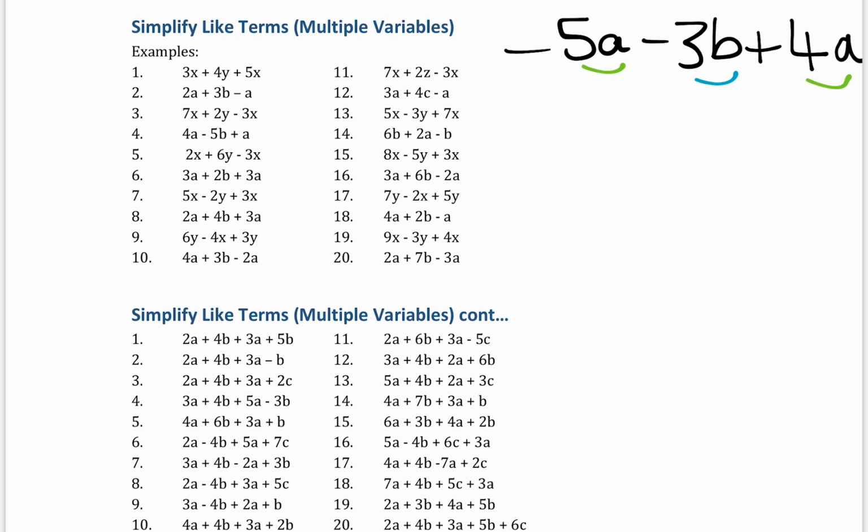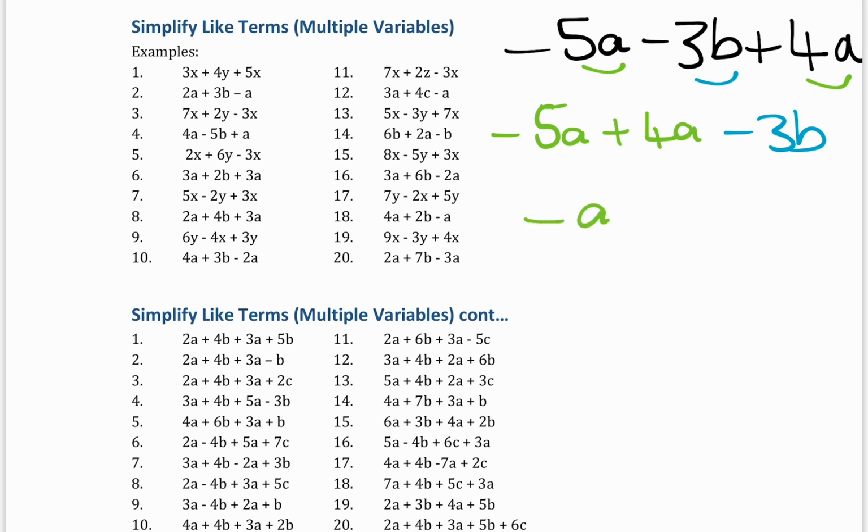Now let's group the a's together. Minus 5a plus 4a. Then we group the b's together. Minus 3b. So now you do the sum as normal. Minus 5a plus 4a, you'll get minus a.